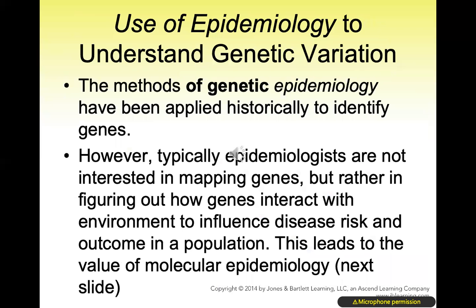So I've spoken about the use of the science of epidemiology to understand genetic variation and how that's impacted as well by the environment. This is just a good reminder to say that there is a purpose to this study, and that is to figure out how genes interact with the environment to influence the disease risk and outcome in a population. So in other words, the focus really is on improving population health, which is what this whole course has been about.